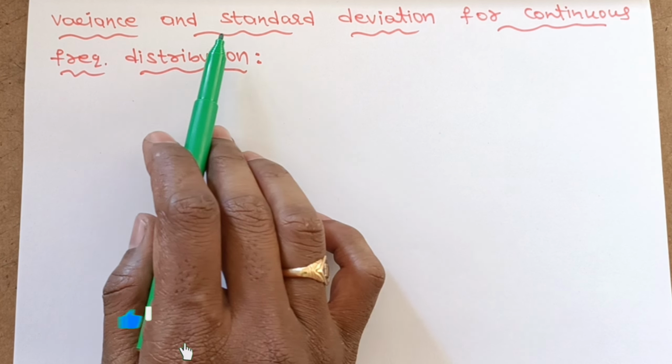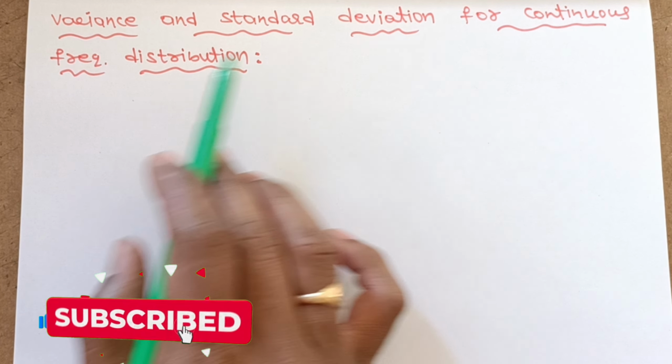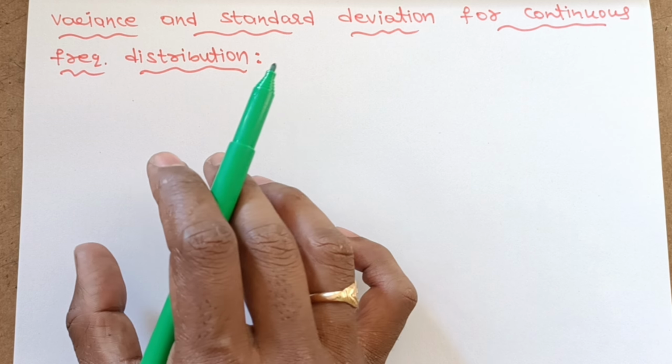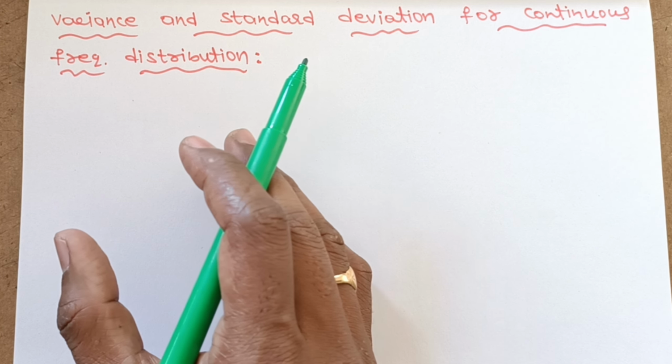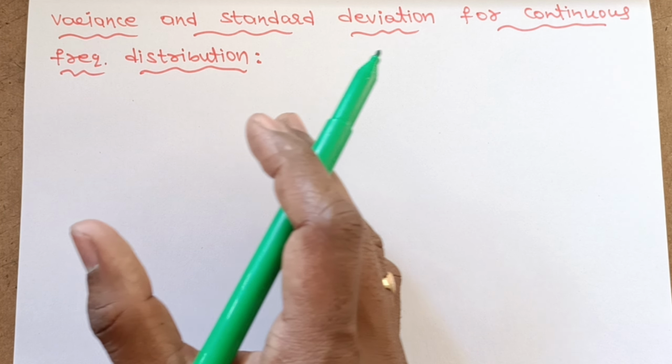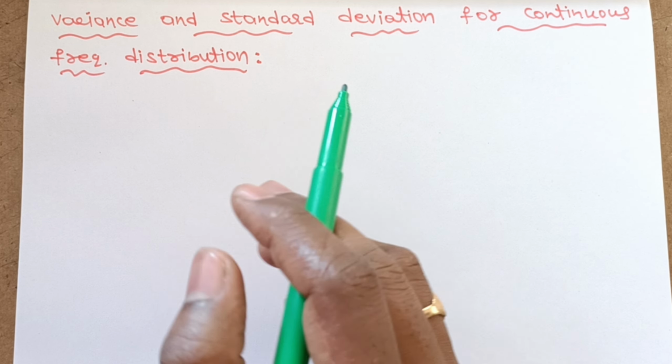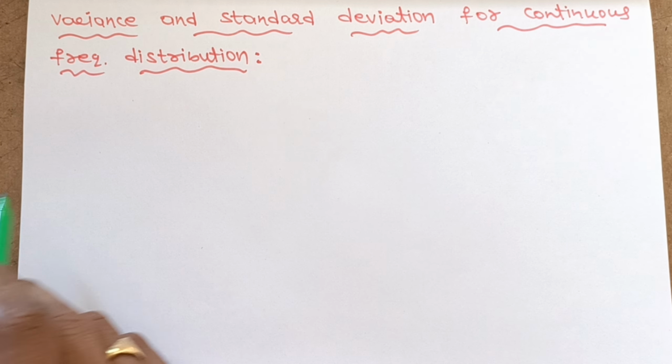So next, variance and standard deviation for continuous frequency distribution. And we know that continuous frequency distribution means the given problem contains class intervals like 0 to 10, 10 to 20, 20 to 30. So that is called what? Continuous frequency distribution.